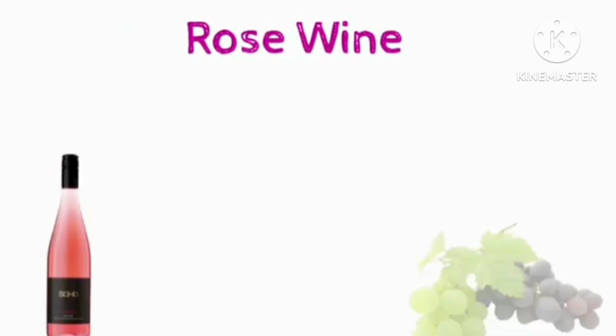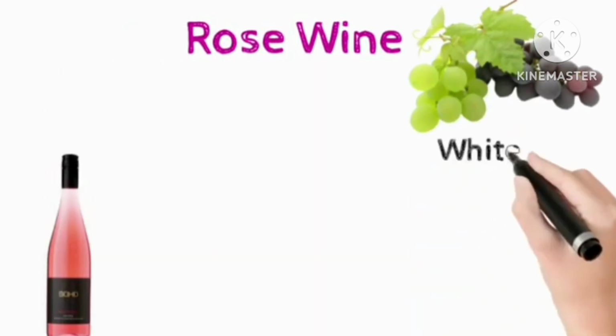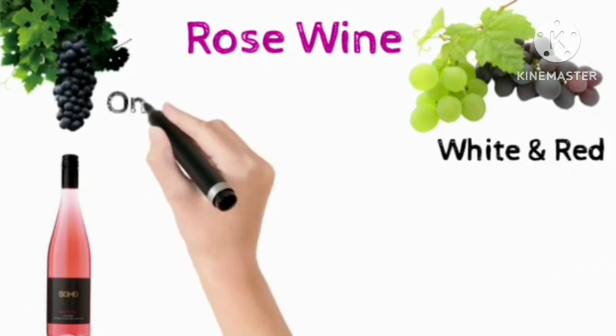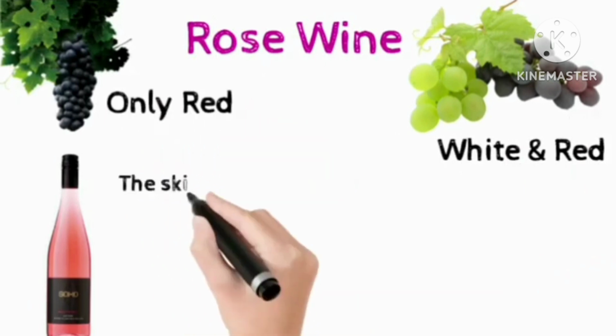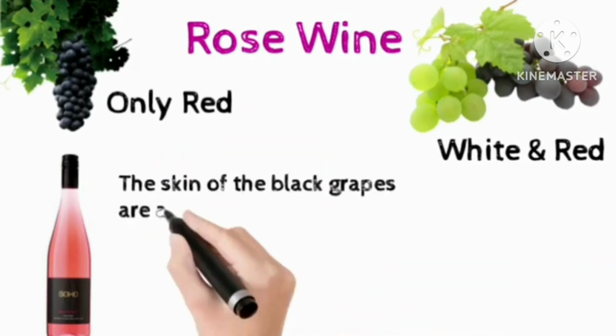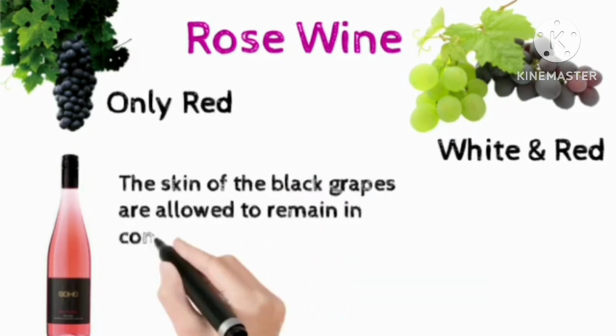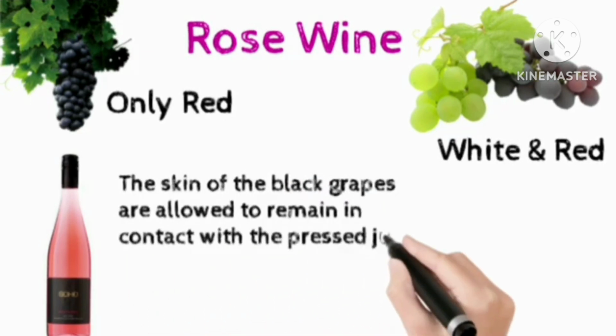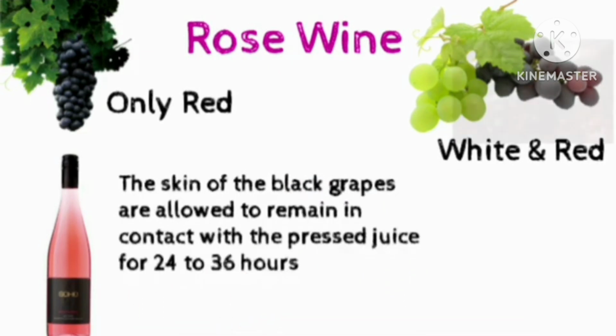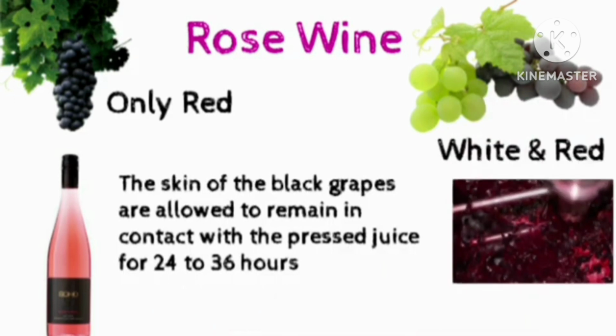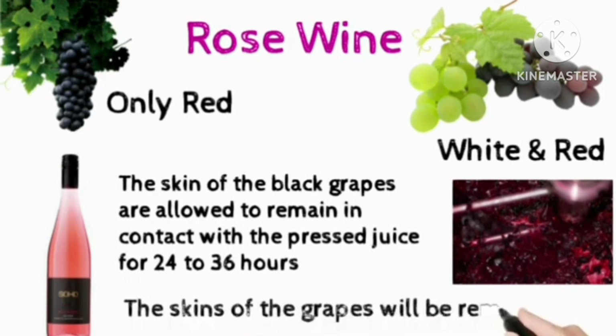Rose wine. Rose wines are light pink in color, which is produced from the mixture of white and red grapes or only red grapes. The skin of the black grapes is allowed to remain in contact with the pressed juice for 24 to 36 hours depending on the intensity of rose color required. As soon as the required color is obtained, the skins of the grapes will be removed.